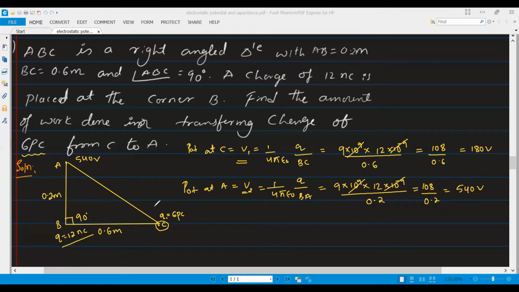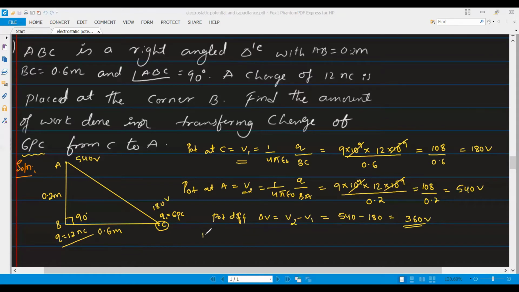Potential at C is 180 volt. We just have to find the potential difference. So this is potential difference. We can write this as delta V equal to V2 minus V1, which is equal to 540 minus 180, which is equal to 360. Okay, so the potential difference is 360 volt.